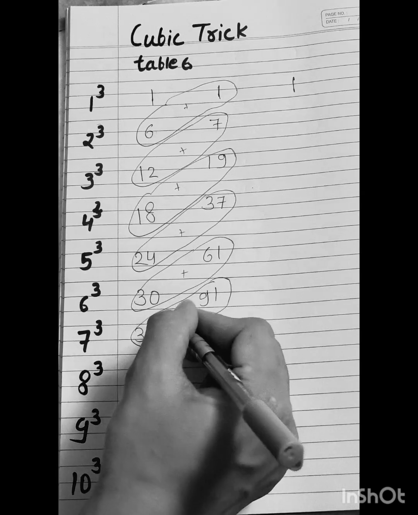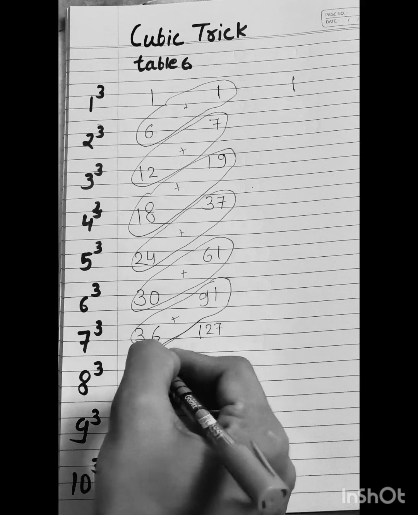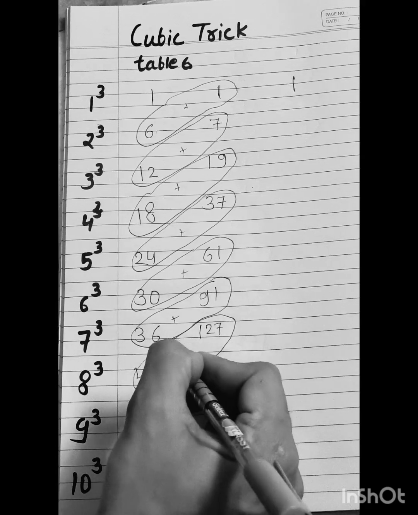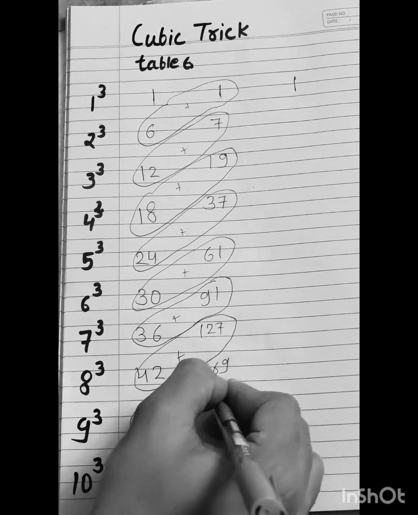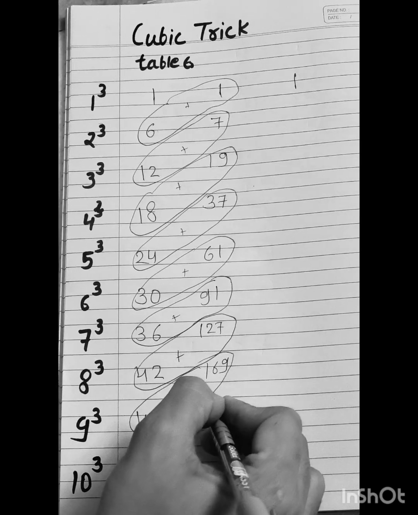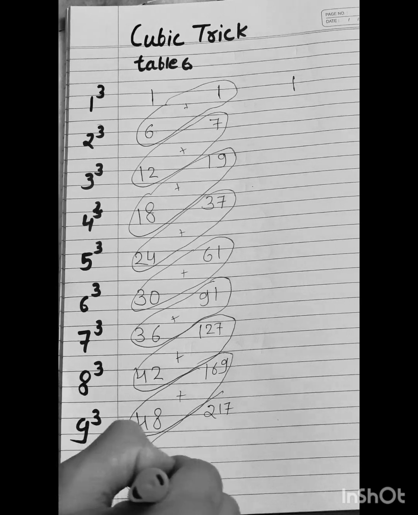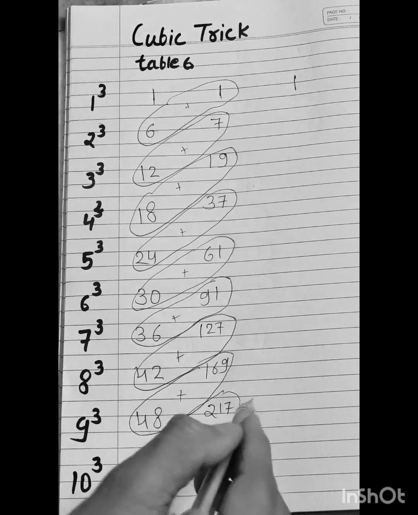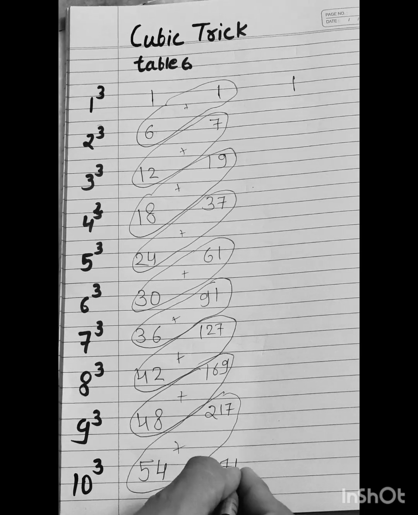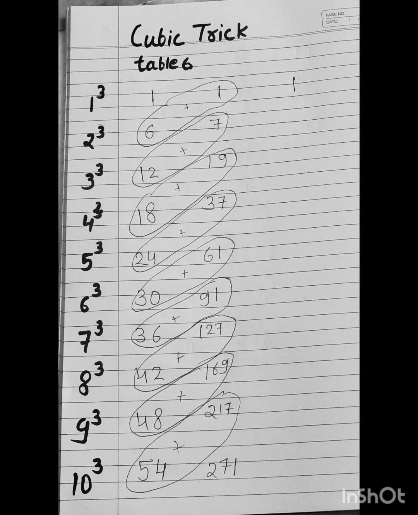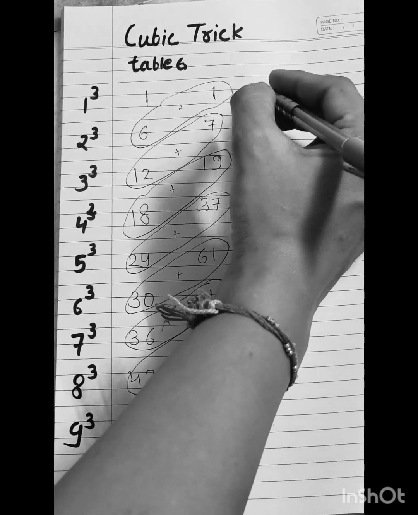91 plus 36 is 127. This is 169. 48 plus 169 is 217. Now 54 plus 217 is 271. Okay. Now again we'll add by cross.